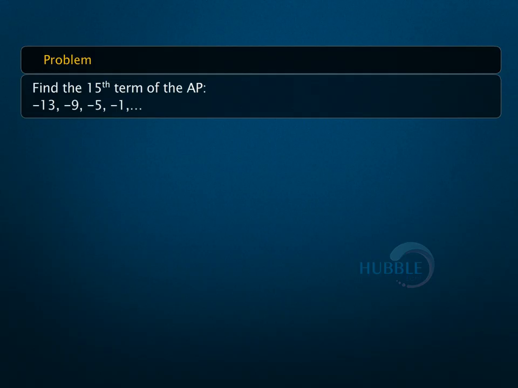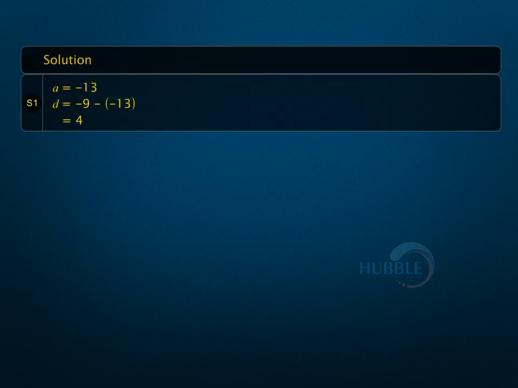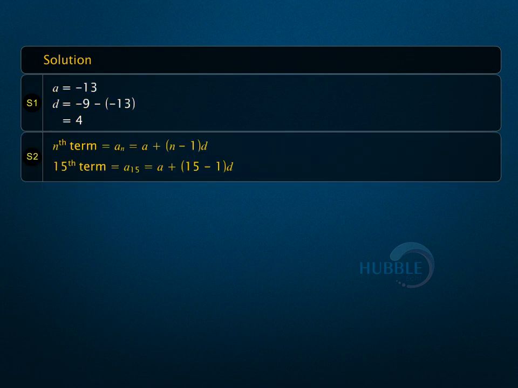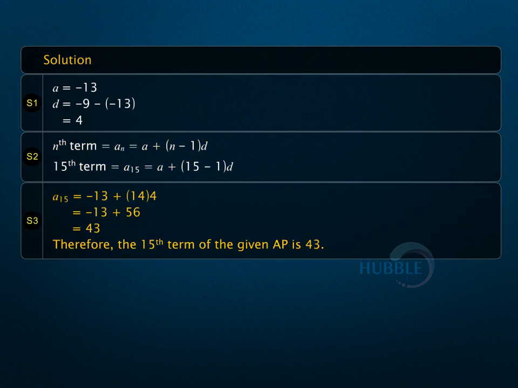Find the 15th term of the given arithmetic progression. First, we write the value of A and find the common difference of the given AP. We know the formula to find the nth term of an arithmetic progression. As we have to find the 15th term in the given AP, n equals 15 in this example. We substitute the values for a, n, and d and simplify. Hence, we find the 15th term of the given AP.